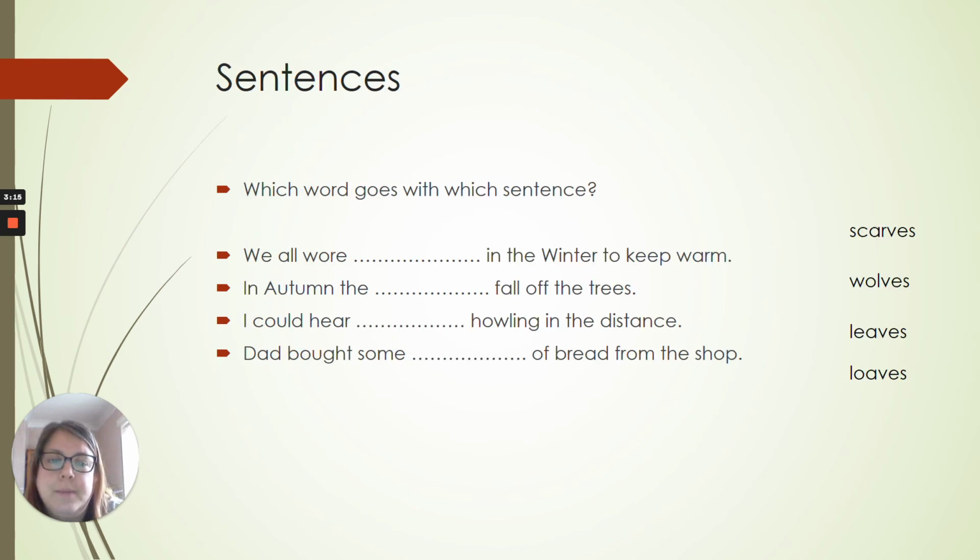Now you're going to put them into some sentences. So again, read the sentence, see which word fits, and then you'll find out the answer. So pause the video and have a go. We all wore something in the winter to keep warm. We all wore our scarves in the winter to keep warm, don't we? In autumn, there's something fall off the trees. What falls off the trees? The leaves. I could hear something howling in the distance. It was wolves. And Dad bought some of bread from the shop. We call it loaves of bread from the shop.